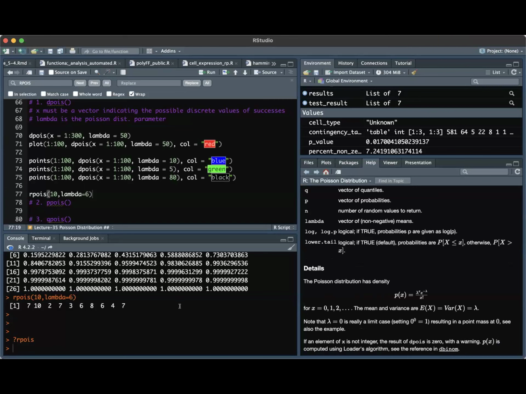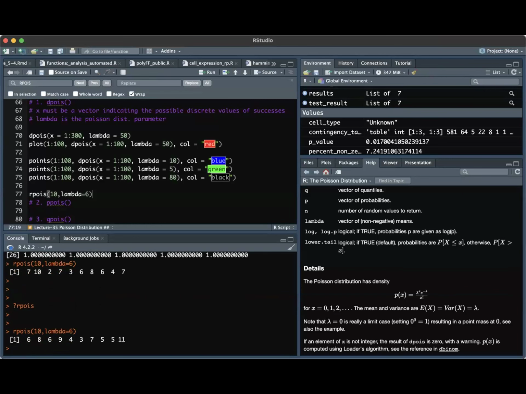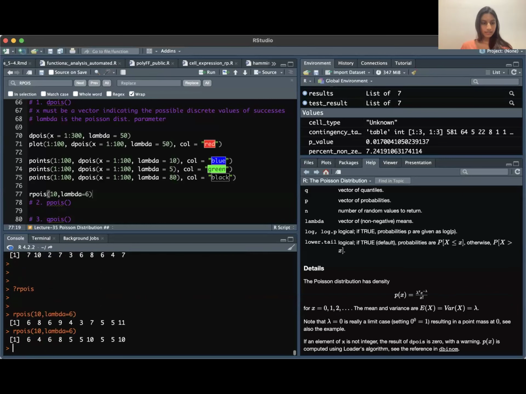Again, if you type it, will it give the same numbers? It will not give you the same numbers. Yes, it will be different.